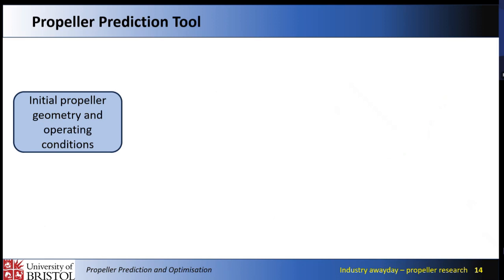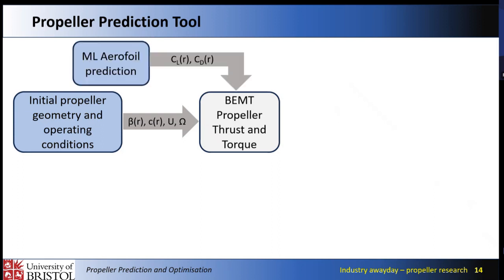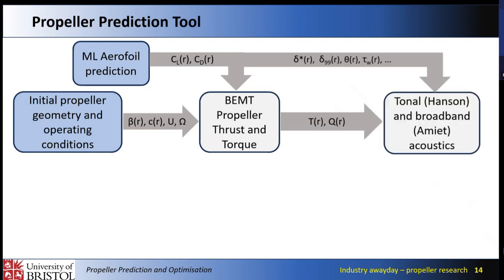So just to recap and show how all of this is integrated together. We start with some initial geometry and operating conditions. These can be very simple geometry. So pitch distribution, twist distribution, chord distribution, the inflow conditions, etc. We give these to BEMT, and that gives us the thrust and torque of the propeller. Of course, it takes the lift and drag coefficients from our machine learning tool to do that. That generates our thrust and torque, which we then give to the acoustic method.